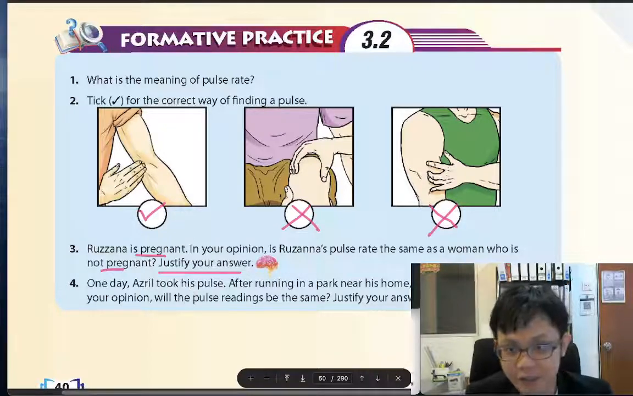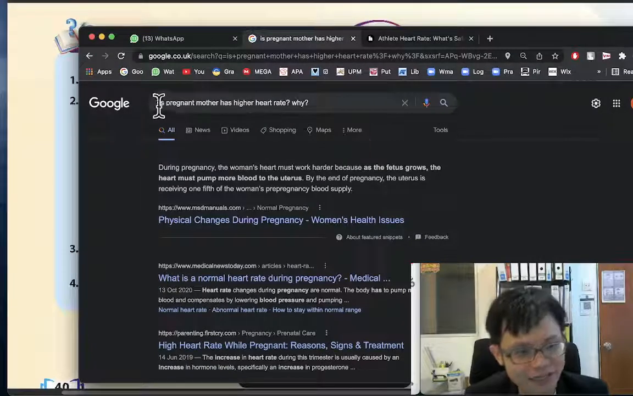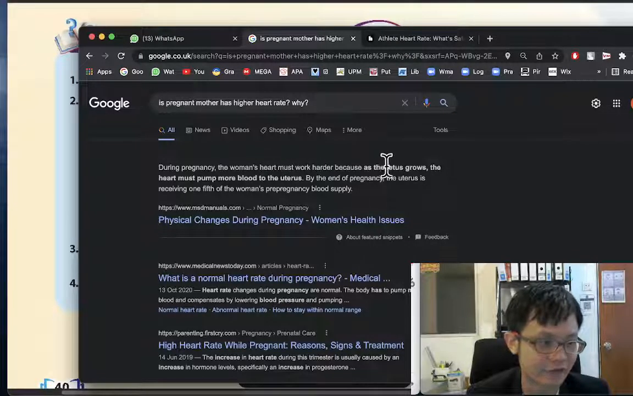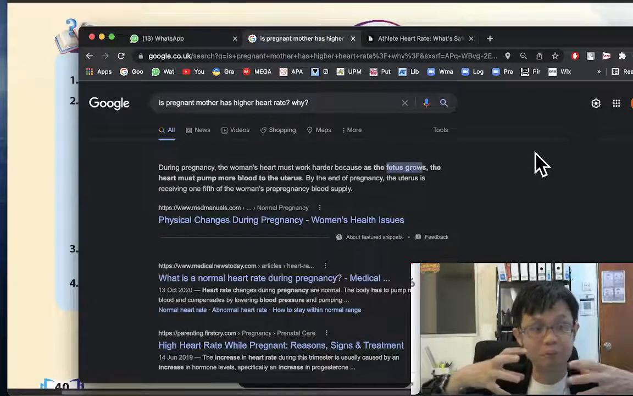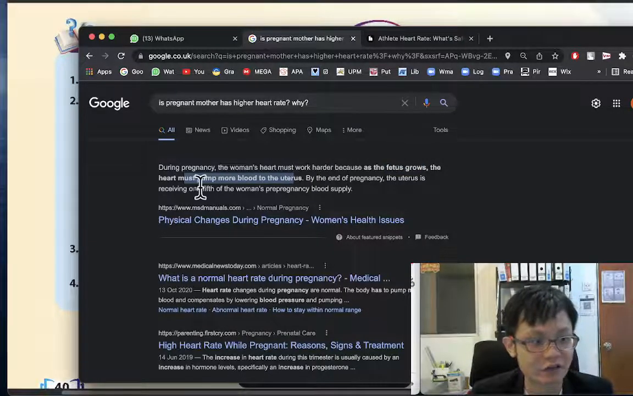Yes, it will increase. Why? Let's see what they say. You say just press lah. A pregnant woman has a higher rate. Why? During pregnancy, the woman must work harder for the fetus to grow. The fetus is the baby. The heart pumps more blood to the uterus. By the end of pregnancy, the uterus receives 1/5 of the blood.